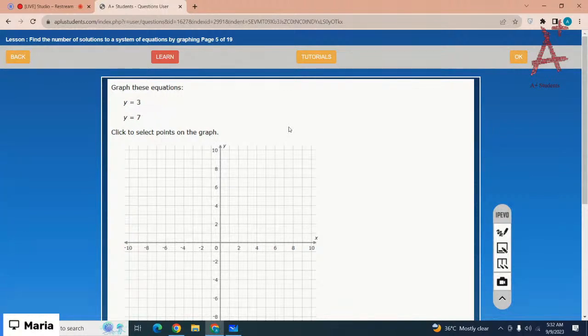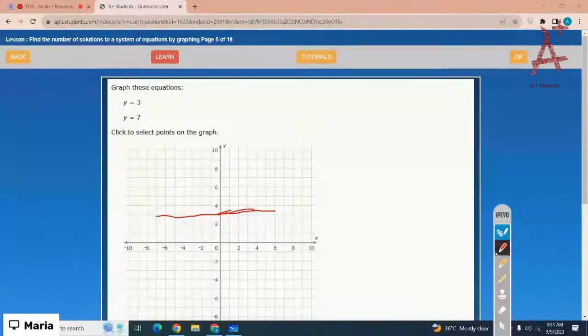Okay, y equals 3 and y equals 7. Here is y equals 3. You have a straight line on y equals 3. The second one is y equals 7. You have a straight line on y equals 7. You can see you have two lines that are exactly parallel, right? That means they never intersect each other. So the system has no solution, right? The system has no solution.